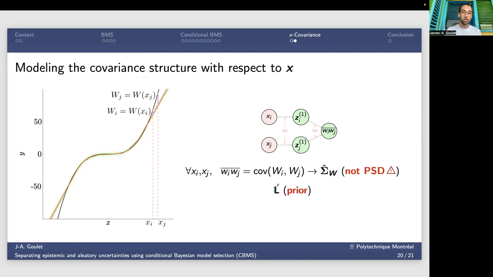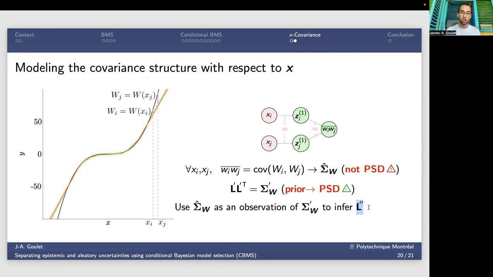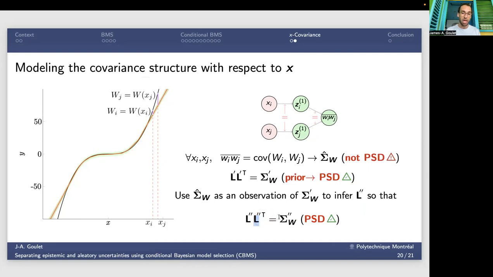How do we solve this? We're going to assume a prior on a lower triangular matrix, L prime. I'm going to assign a broad prior to any term of that random matrix. Then I know if I take L prime times L prime transpose, I'm going to have a prior for a covariance matrix, which is again going to be a broad prior, but it's going to be fully PSD. Then what I do, I use this matrix, which is not PSD, as an observation to infer the posterior for L double prime. And if I do L double prime times L double prime transpose, I'm going to have a covariance matrix which is guaranteed to be PSD. Okay, so I'm going to be able to retrieve the full covariance matrix for my validation set.